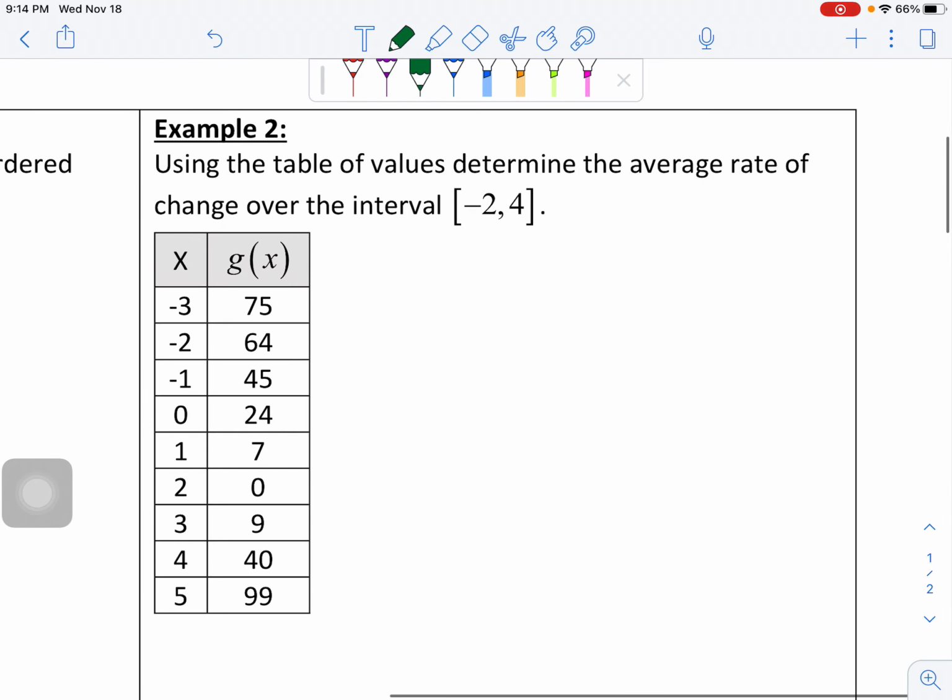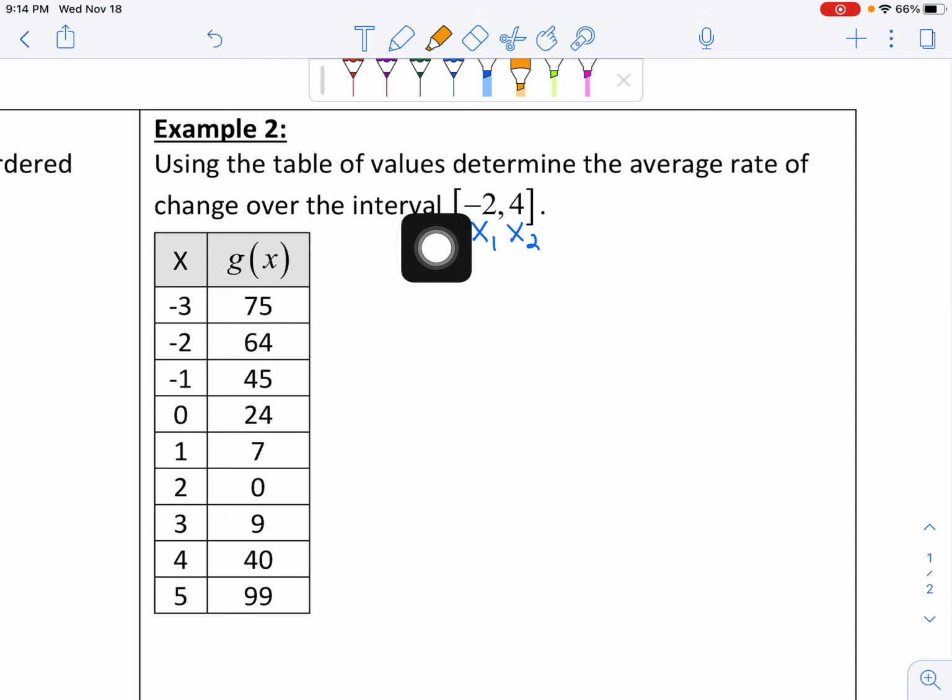So example 2. This one looks a little bit different. And by the way, this is not an ordered pair. So let's just start there. It says using the table of values, so we have a table of values, determine the average rate of change over the interval [-2, 4]. When you're given an interval like this, this is your first x value, this is your second x value. So you don't have any y values at all in what's given to you, at least not in that interval.